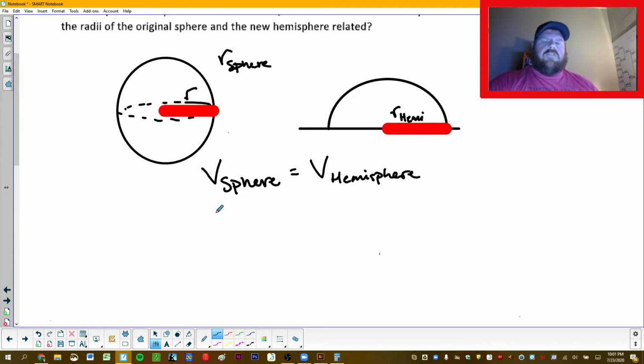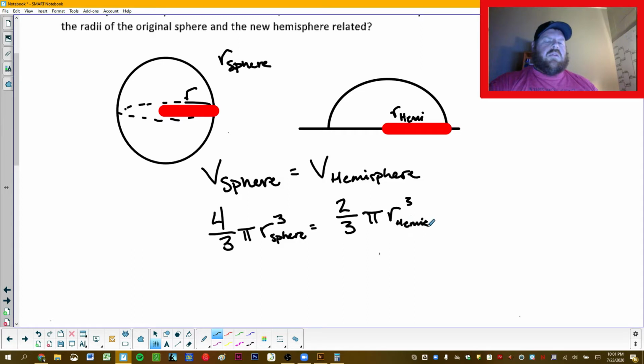Well, if you remember from your geometry days, the volume of a sphere is 4/3 pi r cubed. I should label that this radius is the radius of the sphere. And the volume of a hemisphere is just this divided by 2. But one big difference is that the radius is not the same. So it's going to be 2/3 pi r cubed. And this r is from the hemisphere.